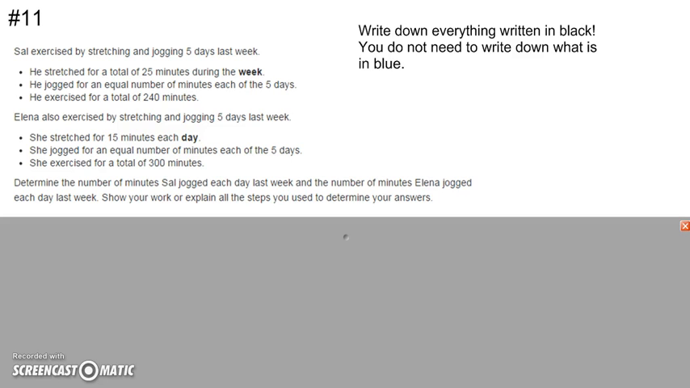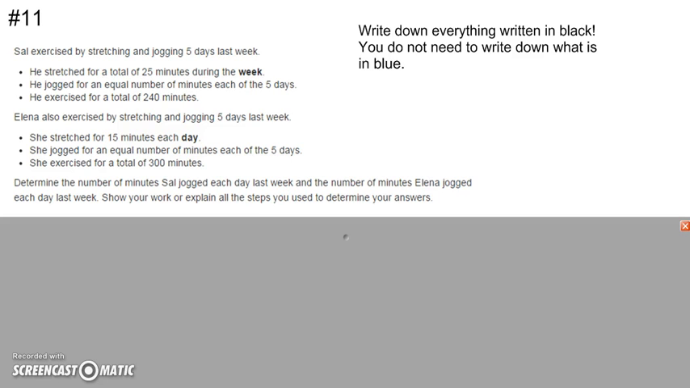Number 11. Sal exercised by stretching and jogging 5 days last week. He stretched for a total of 25 minutes during the week. He jogged for an equal number of minutes each of the 5 days. He exercised a total of 240 minutes.